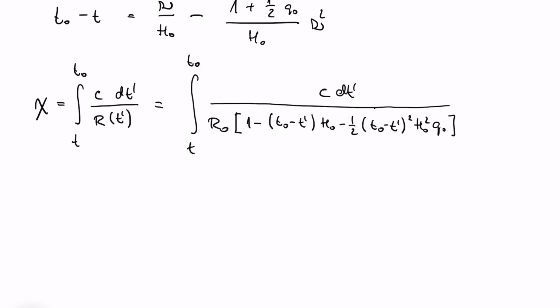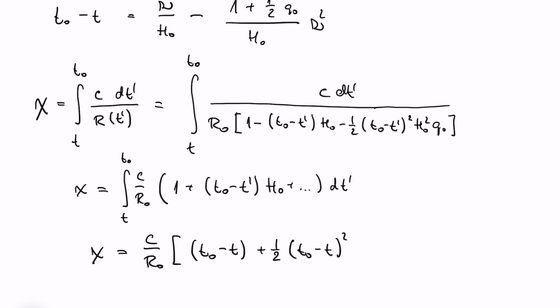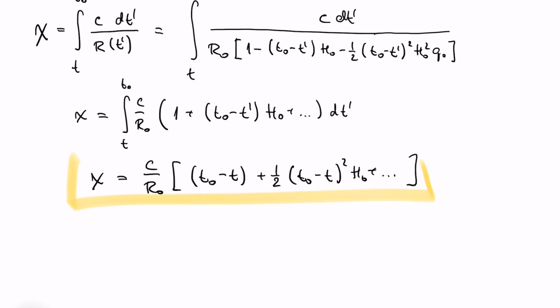We still assume that the look-back time is small, and so we can Taylor expand the integrand. If we want the result of the integral up to second order, then here it is enough to expand up to first order under the integral. But finally, we want to express chi as a function of the redshift. And so we insert for t0 minus t and express it through z. And we go to second order in z.